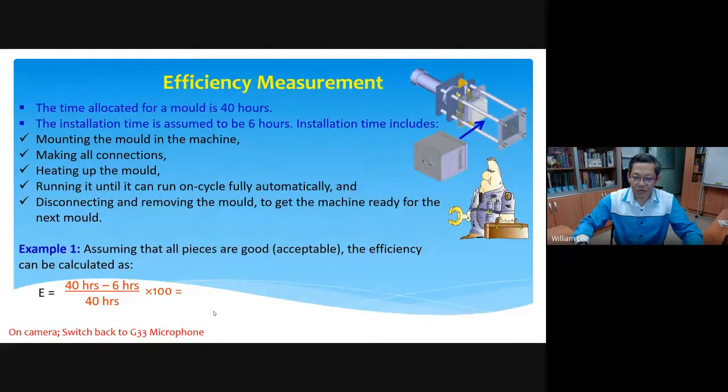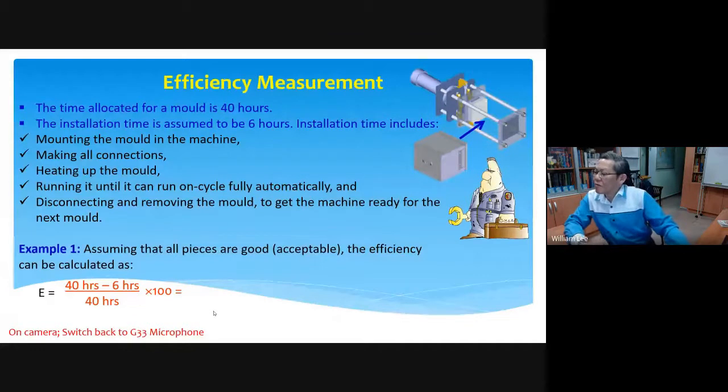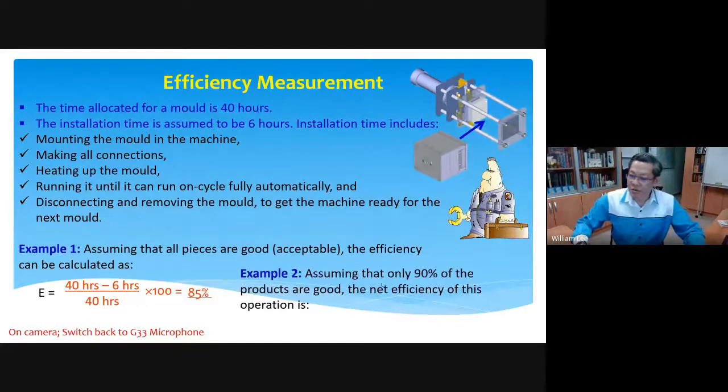Okay, can someone work it out for me? What is this? 85? Yep, very good. Nicholas, very fast. 85% efficiency here. So assuming that only 90% of products are good, which means 10% are rejected, the net efficiency in this case is from 85%, then you take off another 10%. That means 0.85 times 0.9, then convert back to percentage. You get 76.5% efficiency.